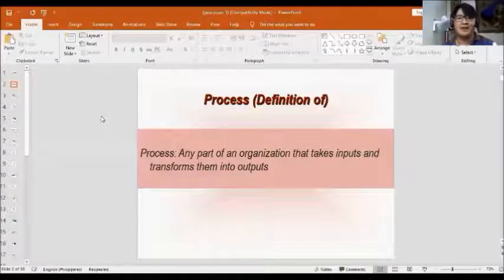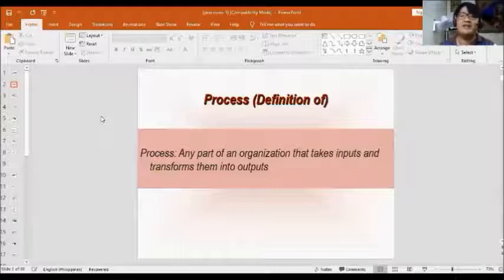Ano nga ba ang ibig sabihin ng process sa isang operations? When we say process, process means any part of an organization that takes inputs and transforms them into output. So when we say process, we have these raw materials, and when these raw materials are processed, they will produce a result or an output. And in business, there are actually two.